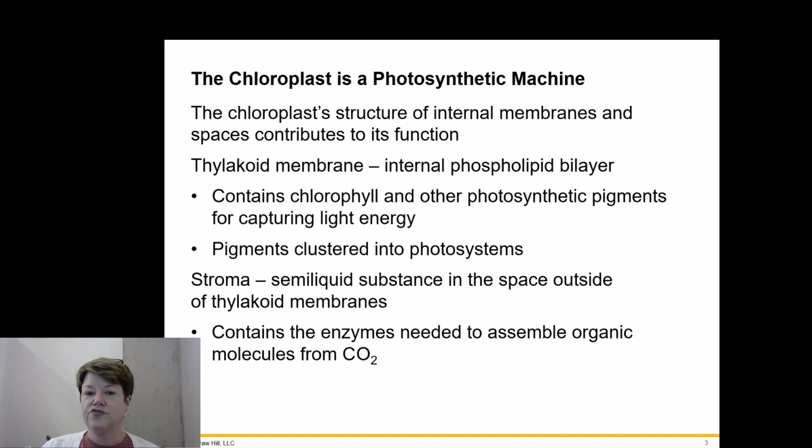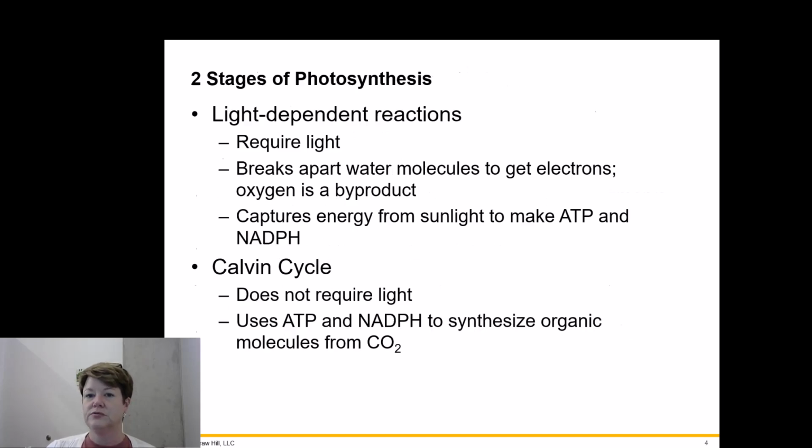And as I said, the stroma is the liquid, the space outside of the thylakoid, but still inside the inner membrane of the chloroplast. And the stroma is going to contain enzymes for part of the photosynthesis process that we're going to go over. All right.